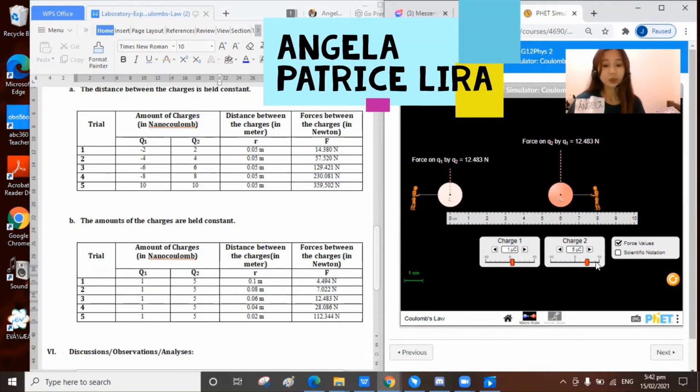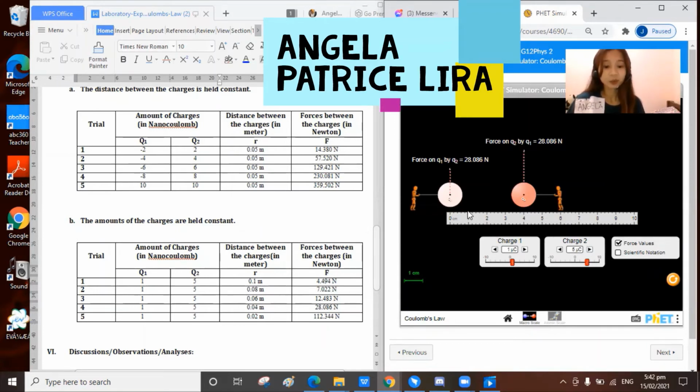The distance between the charges is 4 centimeters. Converted into meters, we have 0.04 meter. And the force between the charges is 28.86 Newton. For trial 5, or the last trial, the charges are still the same.